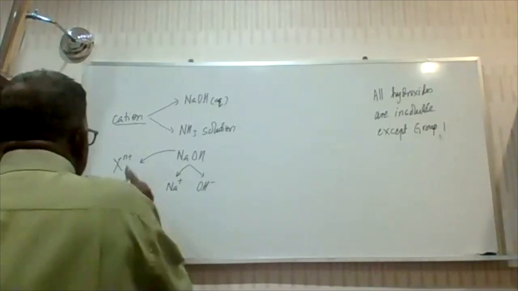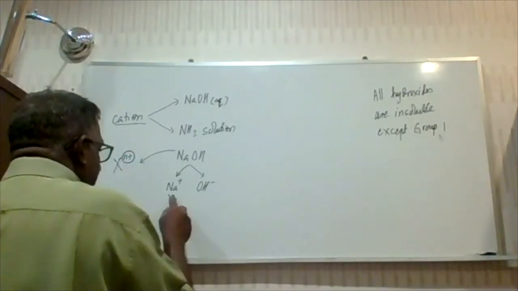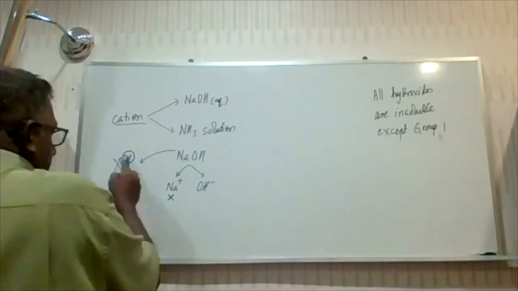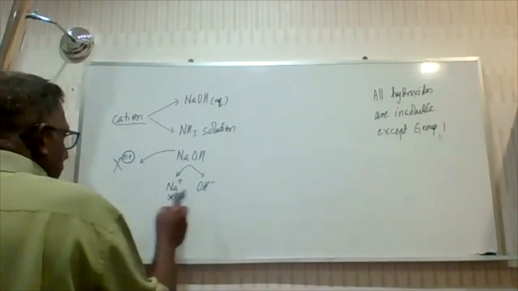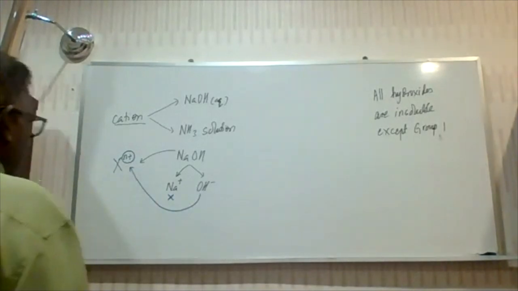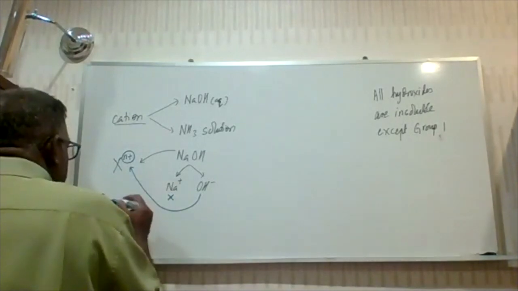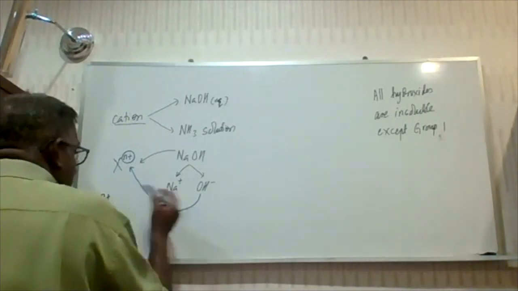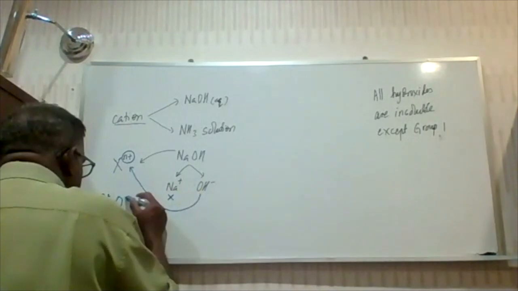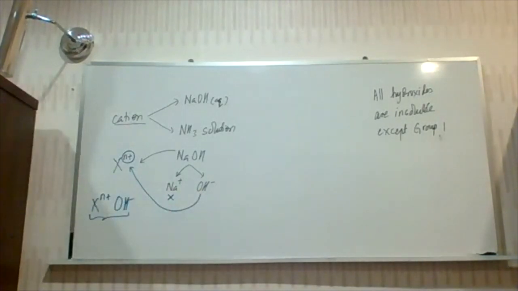You should know I'm testing for a cation. A cation will never attract a cation. They will repel each other. Therefore, it must be the hydroxide ion that is being attracted. So your Xn plus will attract the OH minus, and they will form what you call a compound.